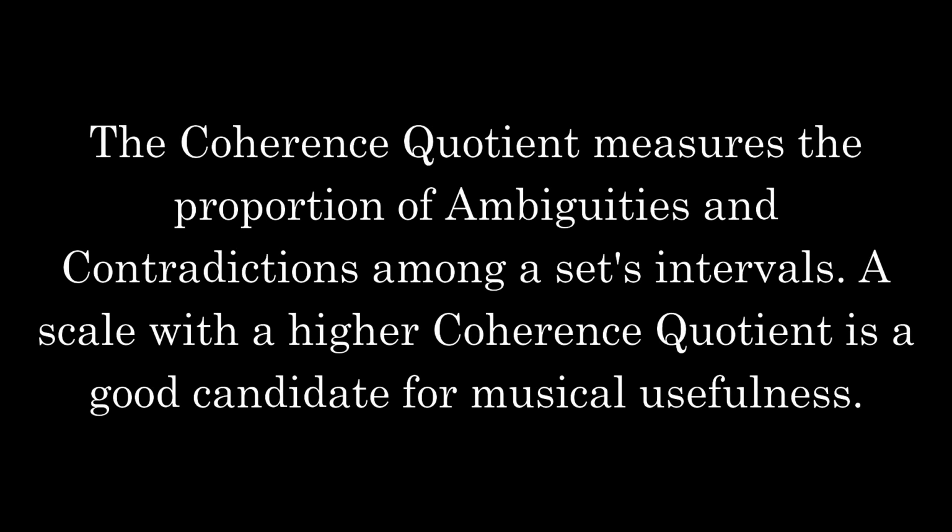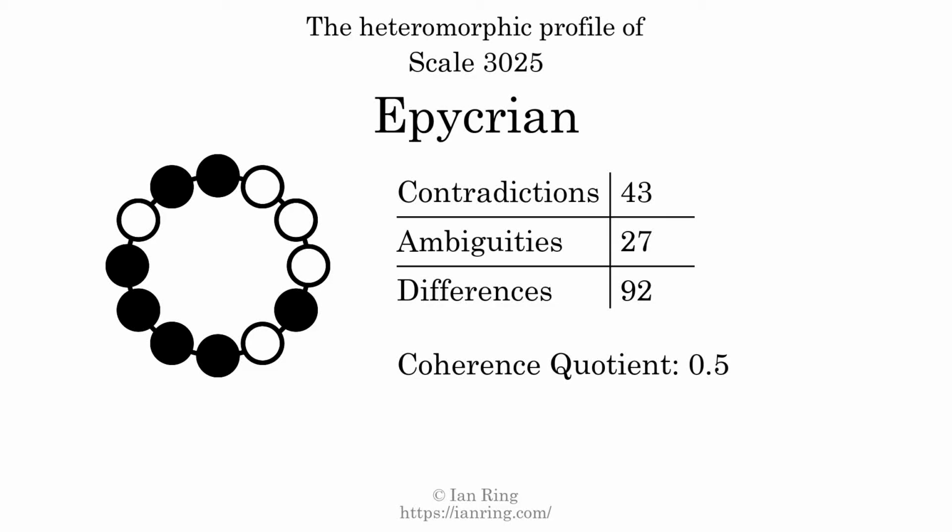The coherence quotient measures the proportion of ambiguities and contradictions among a set's intervals. A scale with a higher coherence quotient is a good candidate for musical usefulness. The coherence quotient is 0.5.